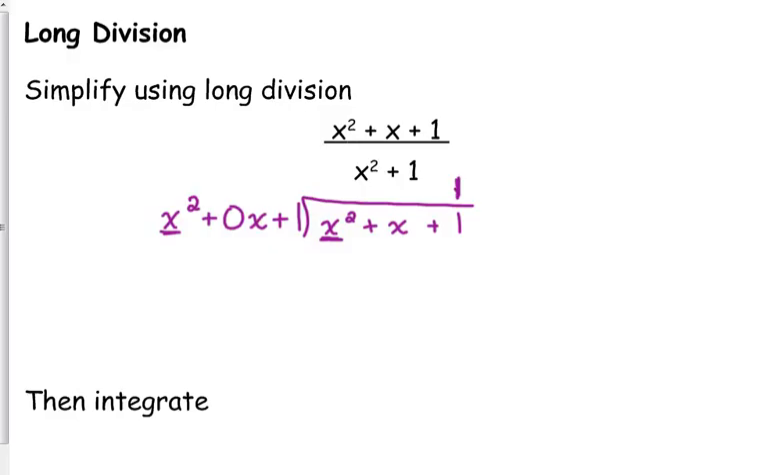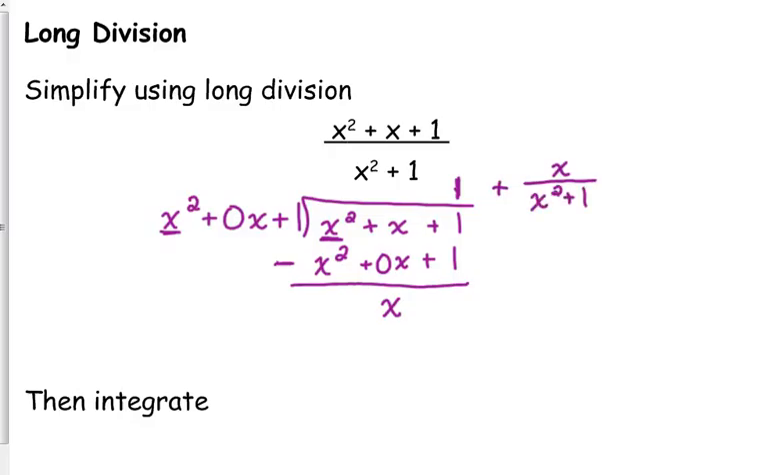Multiply. 1 times x squared is x squared. 1 times 0x is 0x. 1 times 1 is 1. Now, I think about half of you subtract, and the other half change the signs and add. It doesn't matter, it's the same thing. x squared minus x squared is 0. x minus 0x, you still have an x. And 1 minus 1 is 0. So x is our remainder. I let you get away with this in pre-calc, but really you're supposed to write the remainder over the divisor.